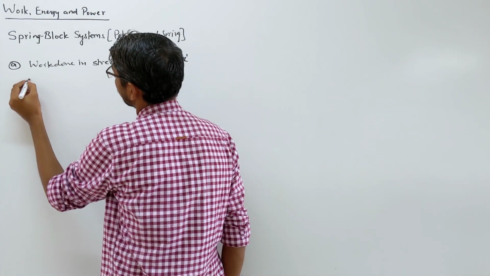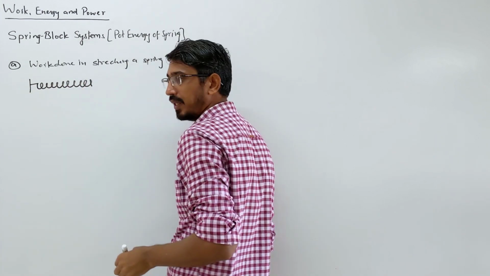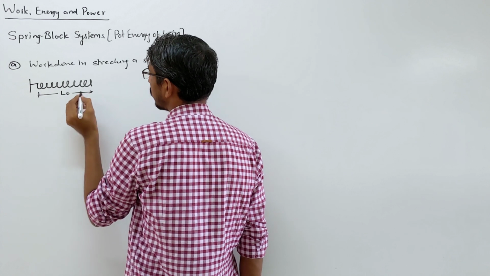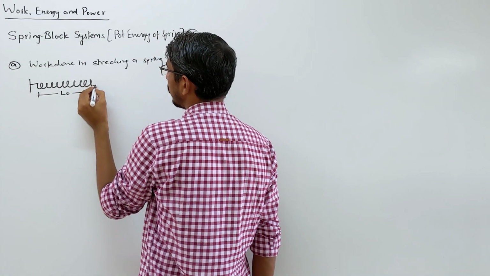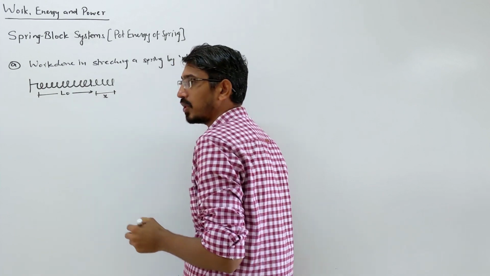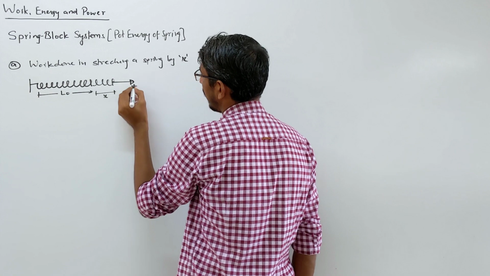Suppose this is your spring, this is the natural length. We call it L naught, the symbol for natural length. Now you apply a force and expand it by some amount up to here, so that is called your X amount, the expansion. Or in the same way you can compress also. To expand, you have to apply an external force, like that.